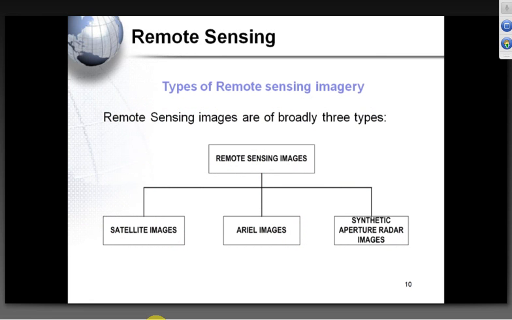Now comes remote sensing imagery, the types. Broadly, there are three types of remote sensing images: satellite images, as I have discussed prior to that, aerial images, and synthetic aperture radar images.